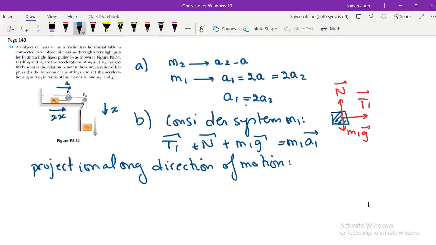I will get T1 equals M1 A1. Okay, this is the first equation. Now let's work on the pulley. هيدي البولي. بالنسبة للبولي في 3 strings attached to the pulley أو 3 parts of strings attached to the pulley.